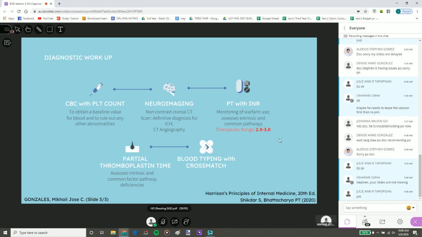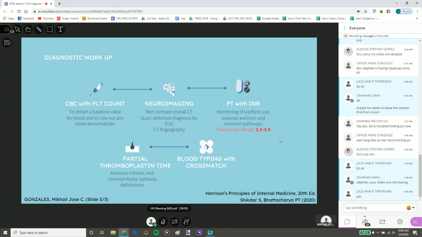Your APTT, as discussed earlier, evaluates the intrinsic and common pathways while your PT evaluates the extrinsic and common pathways. These are necessary to determine whether there are other deficiencies in these pathways. The INR is typically computed using the PT result for people who are on warfarin therapy. Since PT results are relative, INR is used to standardize the results. It is used mainly to assess the risk of bleeding as well as the coagulation status of the patient.